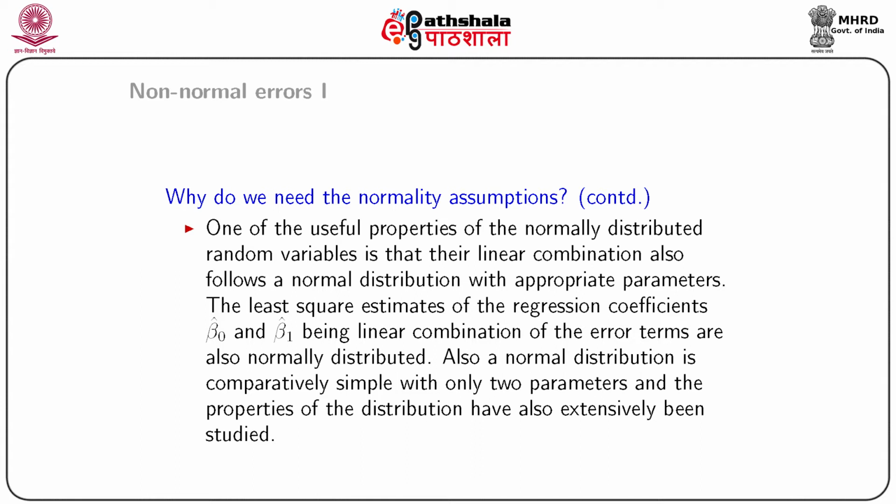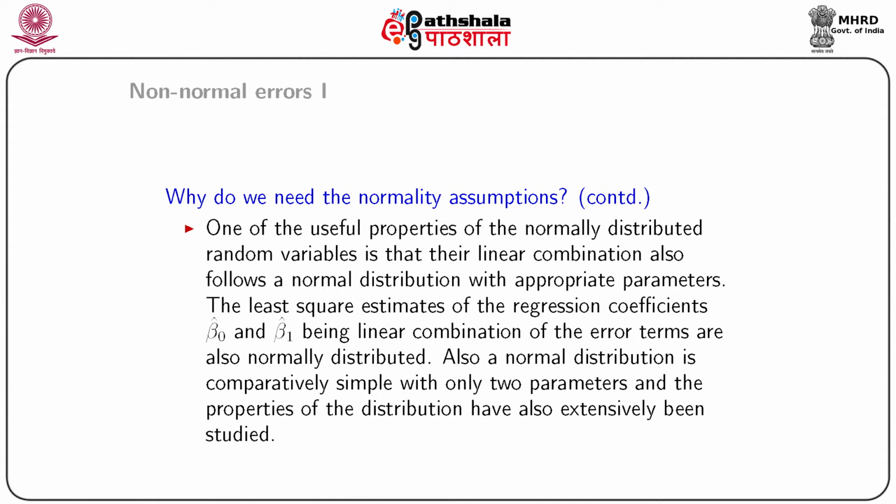The least square estimates of the regression coefficients, beta naught hat and beta 1 hat, being linear combinations of the error terms, are also normally distributed. As I had pointed out before, the regression coefficients in a regression model can be written as linear functions of the error term. Since the error terms are assumed to be normal, any linear function of these normally distributed error terms is also normal. So, beta naught hat and beta 1 hat, being linear combinations, are also normally distributed with appropriate parameters.